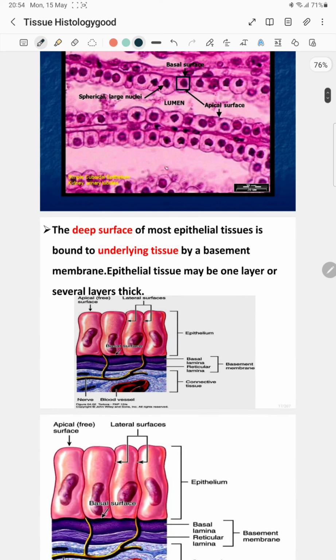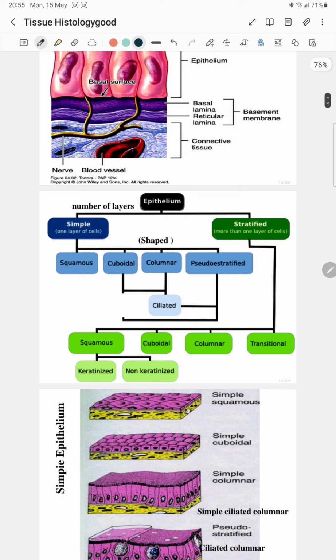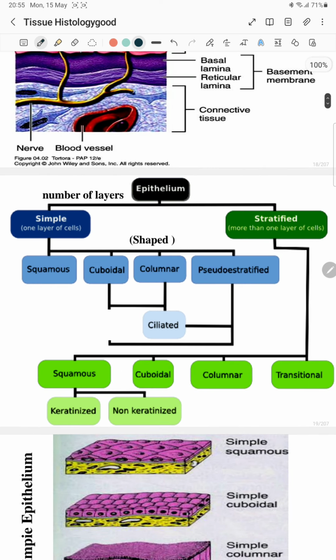The deep surface of most epithelial tissues is bound to underlying tissue by a basement membrane. Epithelial tissues may be one layer or several layers. So let us see this chart. By the number of layers, we have simple epithelium and stratified. Stratified means there is more than one layer. This is the basic difference. And simple means they have only one layer.